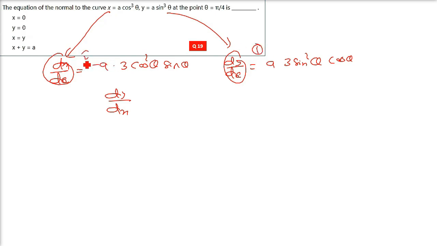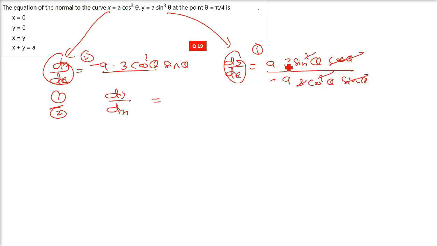That is, I am taking this one and putting it in the denominator. Minus a 3 cos square theta sin theta. So 1 cos cancels, 1 sin cancels, 3 cancels, a cancels. Sin theta by cos theta is tan theta. Negative is already there, so it will be negative tan theta.